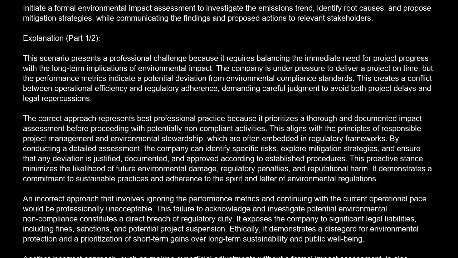The correct answer is B. Initiate a formal environmental impact assessment to investigate the emissions trend, identify root causes, and propose mitigation strategies, while communicating the findings and proposed actions to relevant stakeholders.